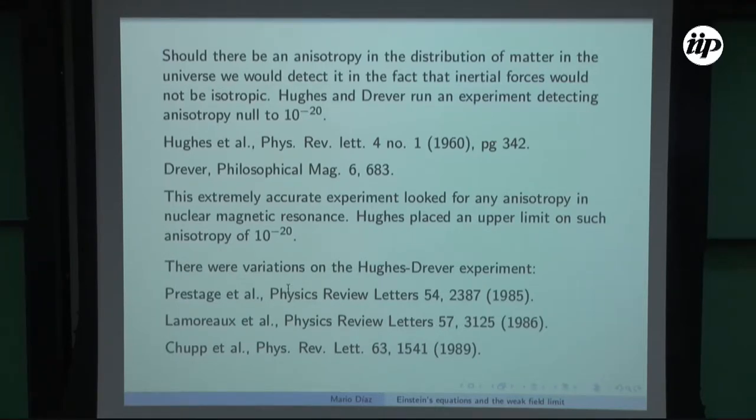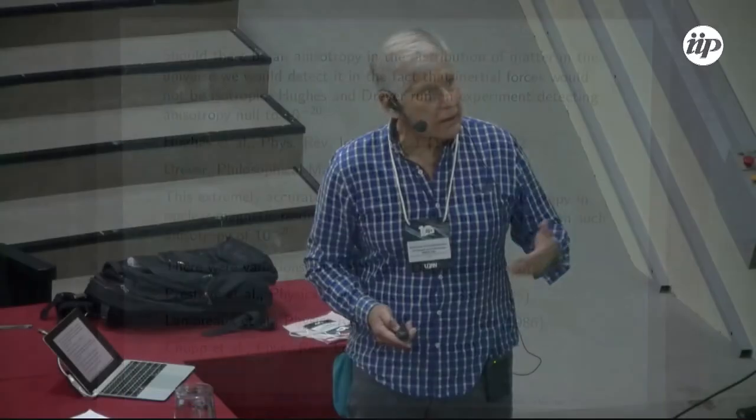And so inertial forces would show some lack of isotropy, like in the bucket experiment. So the first experiments in the early 60s, Hughes and Drever, were trying to determine if there was any anisotropy, and they got null results, and the null results went all the way up to even the 2000s.